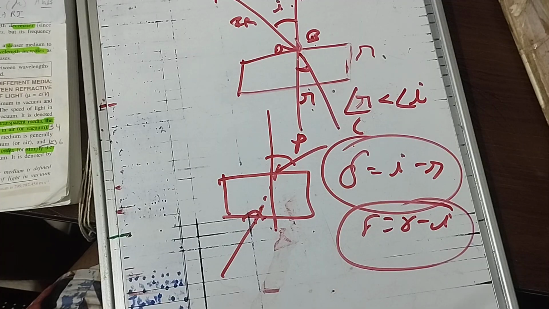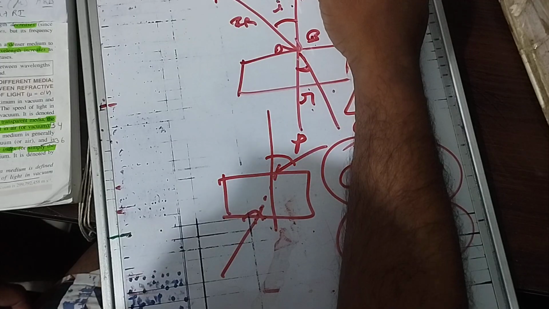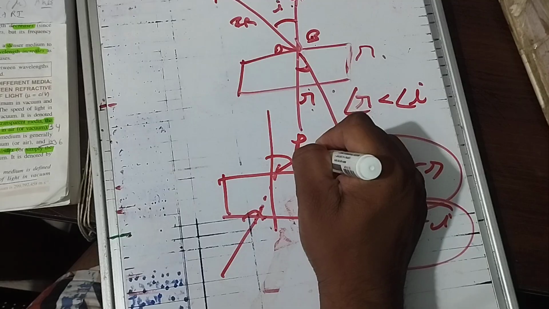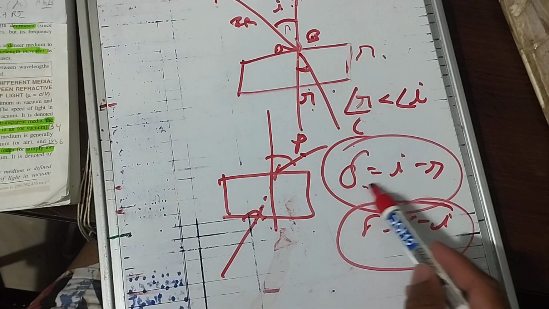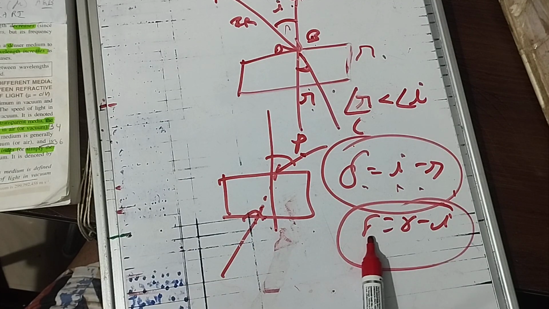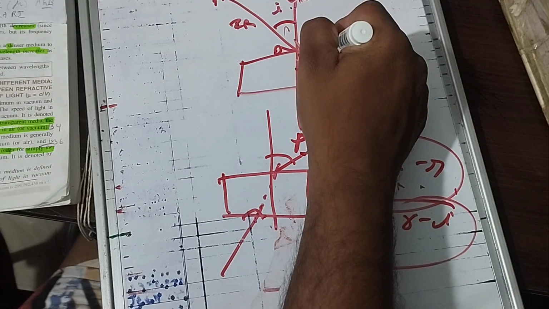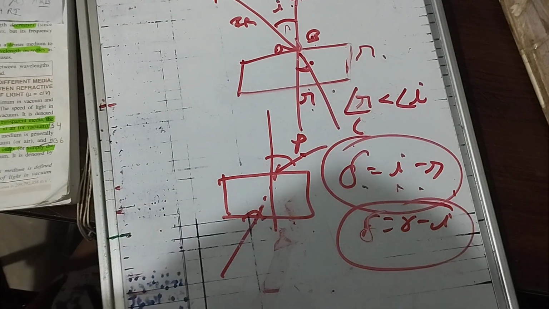Now the ray incident normally on the surface separating the two media. When light passes like this, it goes without deviation. There is no angle; the deviation of the ray is 0 here. Rarer to denser, delta is equal to I minus R, and in the case of denser to rarer, delta is equal to R minus I. In case of normal incidence, the angle of deviation is 0. Okay, next topic.